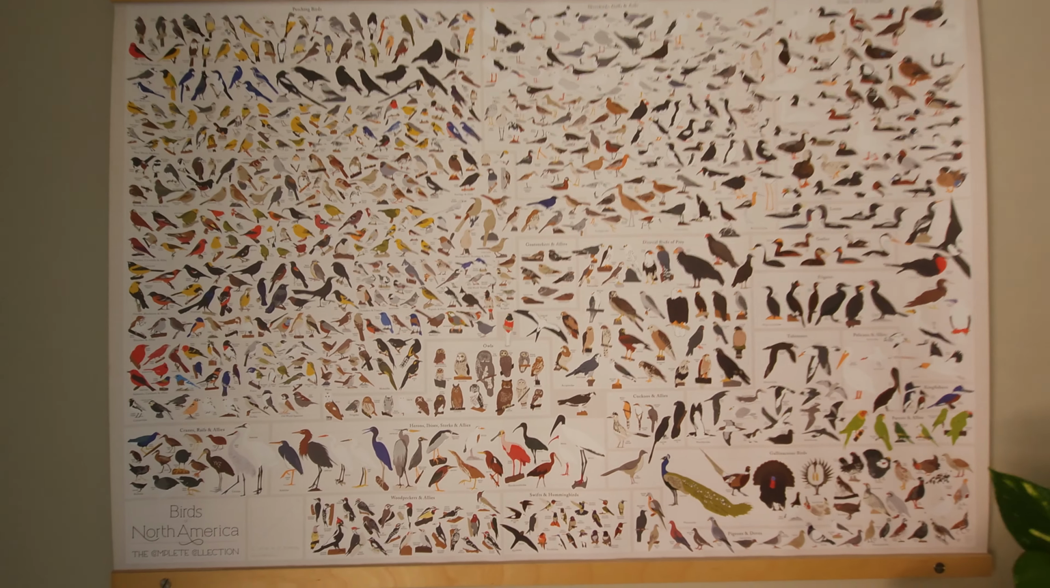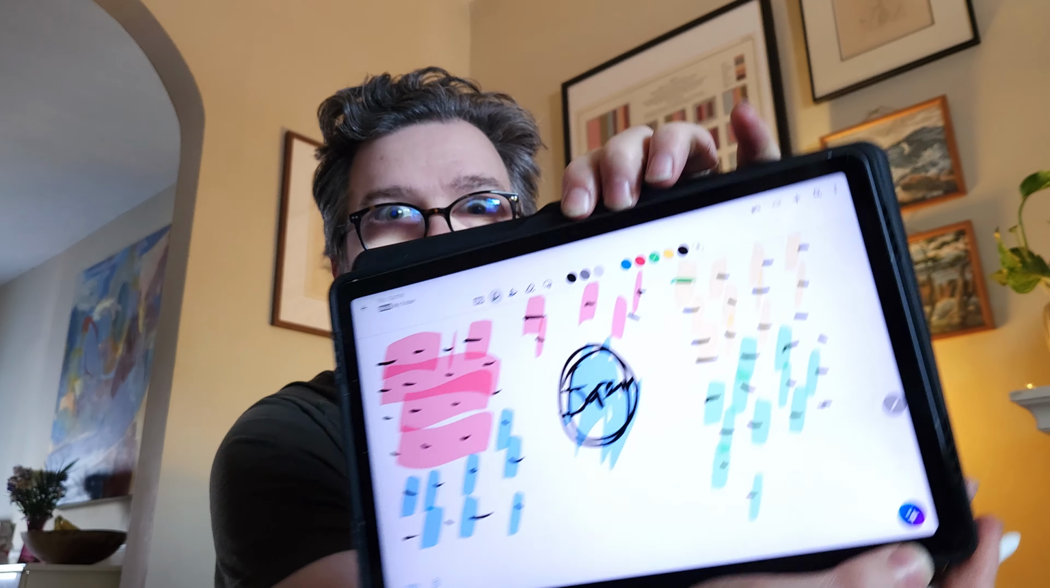I started to think about how I could leverage the design solutions for the Birds of North America poster, and so I worked out a sketch and decided the approach would look a little something like this.